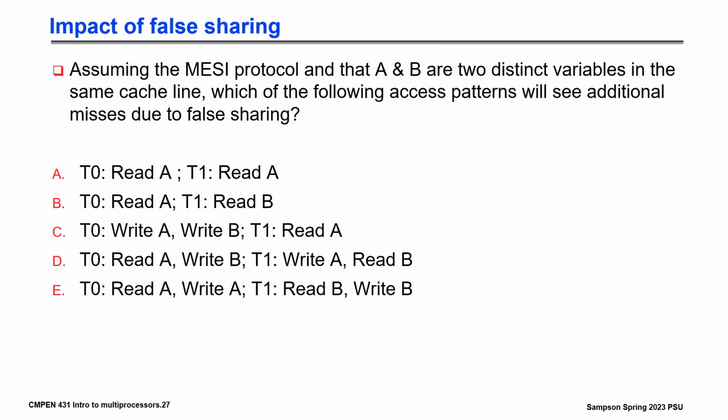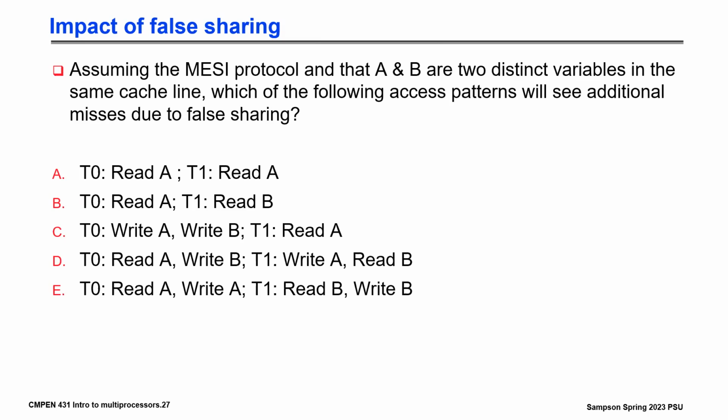First, for A, is this false sharing or actual sharing? It's actual sharing. They're both reading A, so A is actually a shared variable. Okay, how about B? That's false sharing. Okay, write A, write B, read A: actual sharing. Read A, write B, write A, read B: again, these are actually shared. Read A, write A, read B, write B: false sharing again.